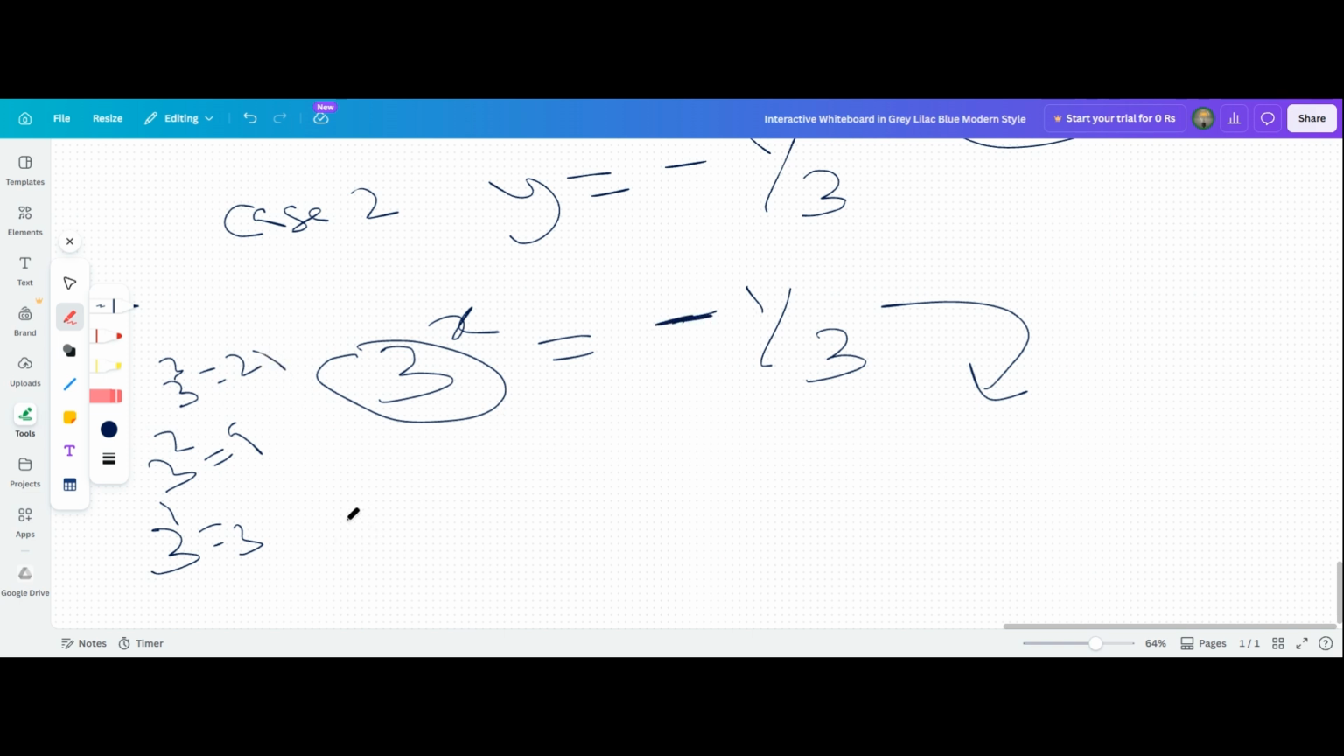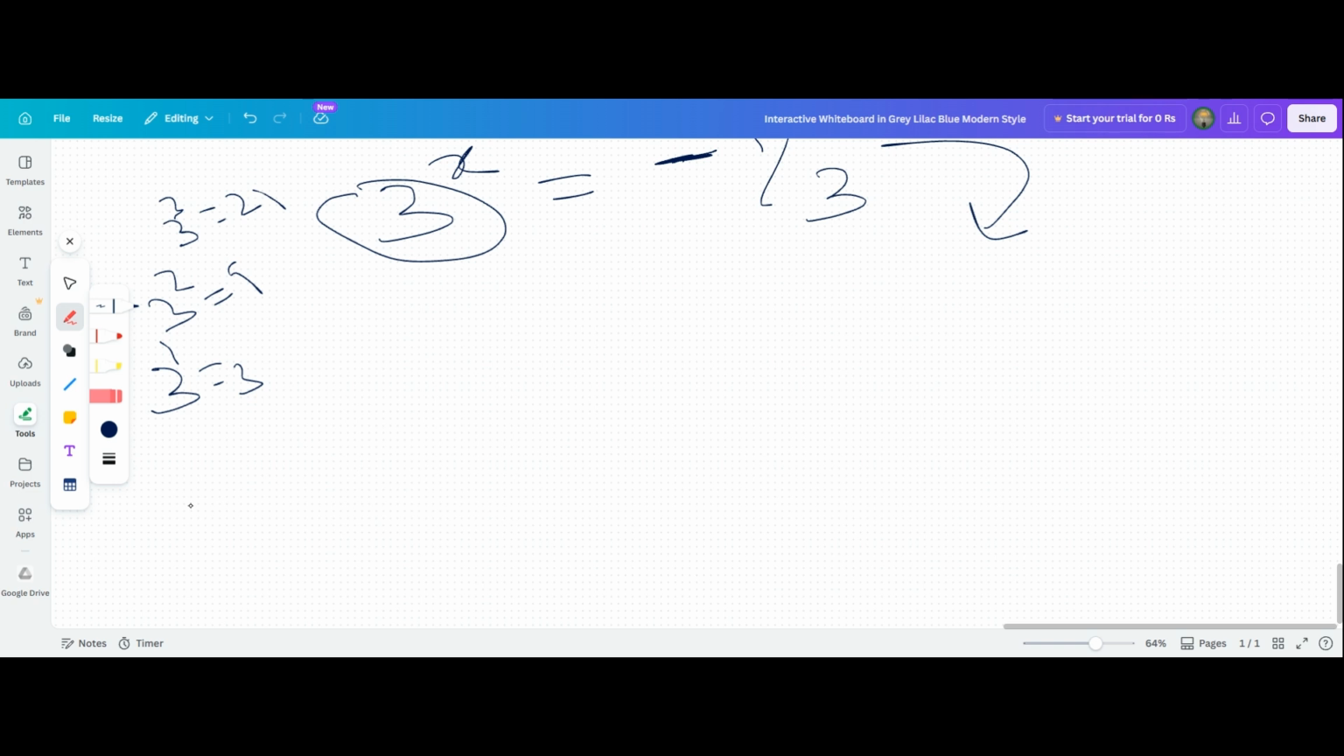So let's put a negative number. 3 to the power minus 1. What is 3 to the power minus 1? It is 1 over 3 to the power 1, which means 1 over 3. Let's say 3 to the power minus 2. It means 1 over 3 to the power 2, so it will be 1 over 9. So now also you are not getting a minus number.